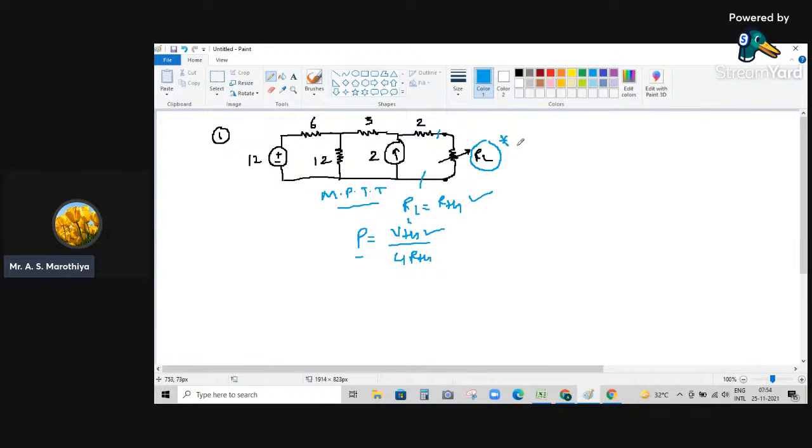In the next lecture, we are going to continue from this particular point. That means first we are going to solve this particular network based on the maximum power transfer theorem, and then we will solve some more numericals based on the same theorem. Let us try to solve this.